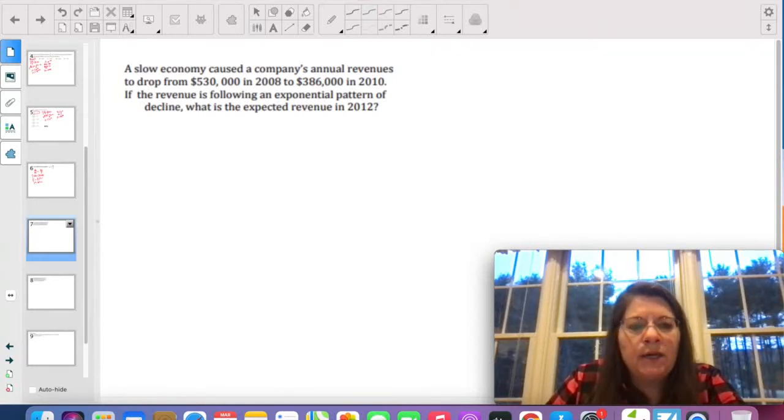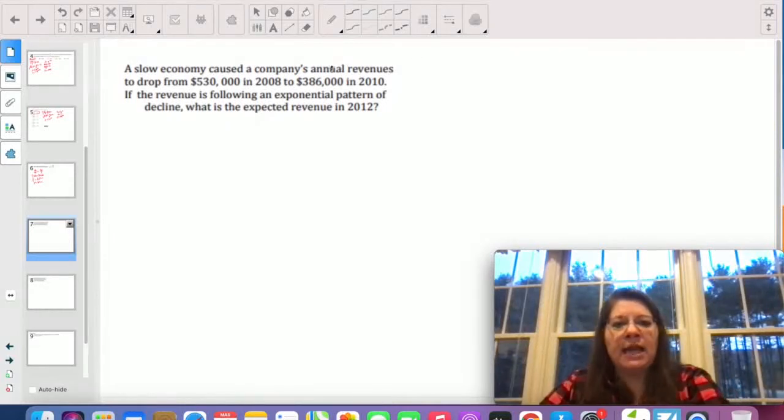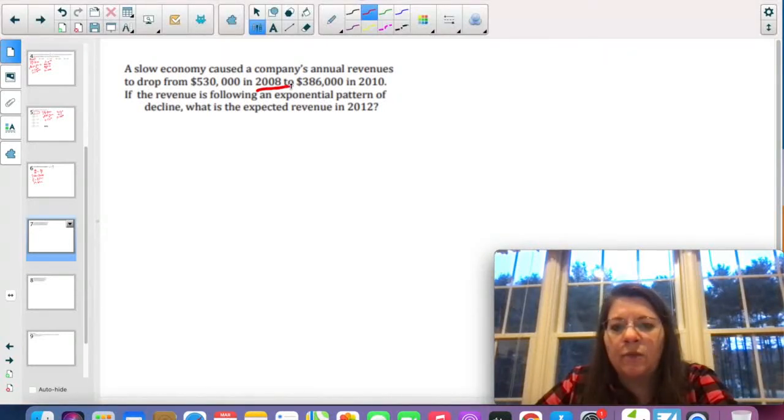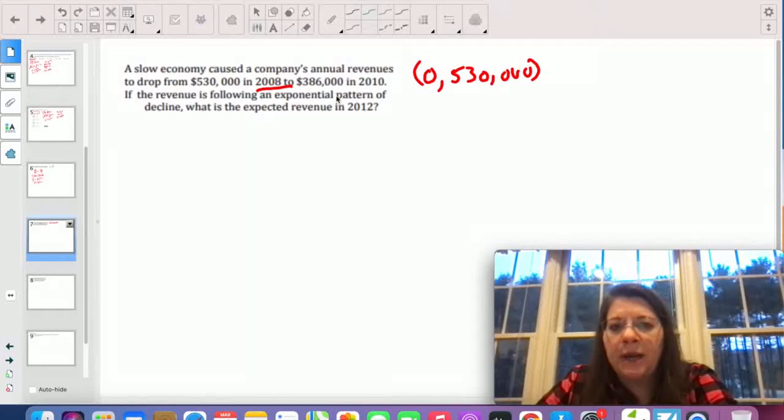Well, they give you an initial revenue in 2008. So this can really represent an ordered pair. This would be time 0 because this is when the problem started. So at time 0, we have $530,000. That's really an ordered pair in the situation. And then the second ordered pair that they give us is you have $386,000 in 2010. So what that means is at year 2, because that's 2 years after we started, we have $386,000.